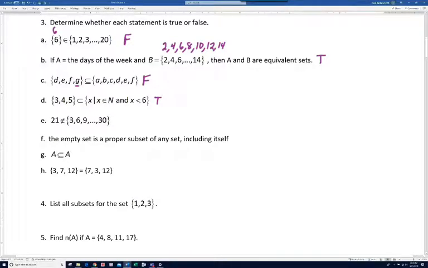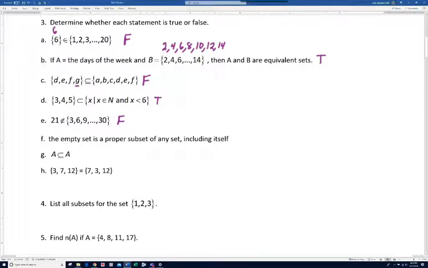On E, it says 21 is not an element of the set of numbers that are multiples of 3 from 3 to 30. Well, 21 would be in there because 3 times 7 would be 21, and if you're counting by threes, you do hit 21, so that would be a false statement.